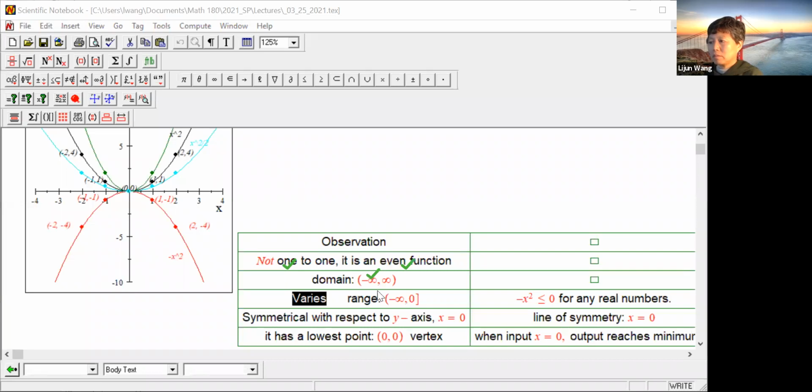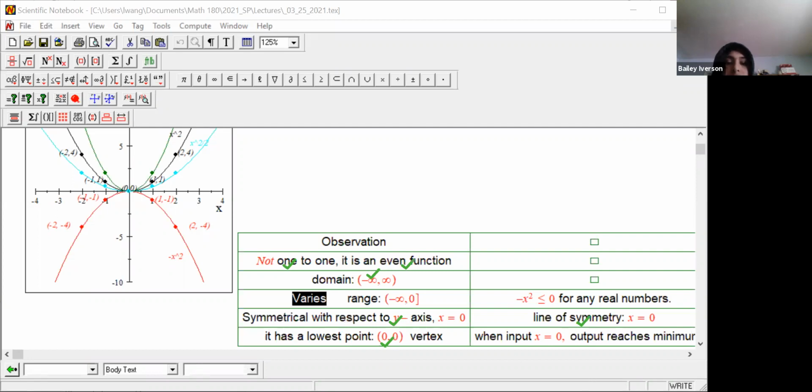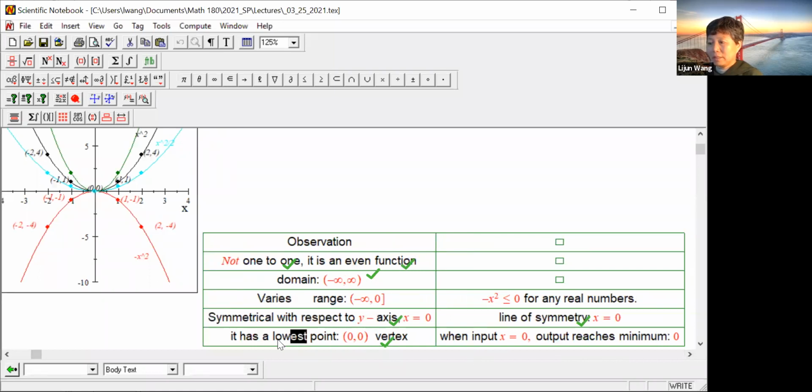Line of symmetry. Still the same. Okay. How about vertex? Still the same. Lowest point or highest point? Do we still have a lowest point? Well, we don't have the lowest point. We have a highest point instead this time. See, we don't have a lowest point now. We have a highest point. Okay, so this will be what? Highest. We have a highest point instead of lowest point.